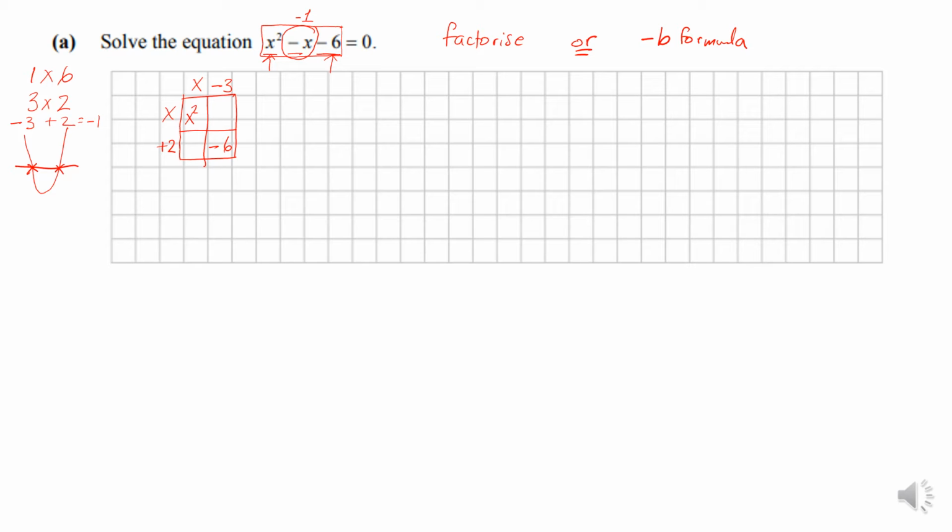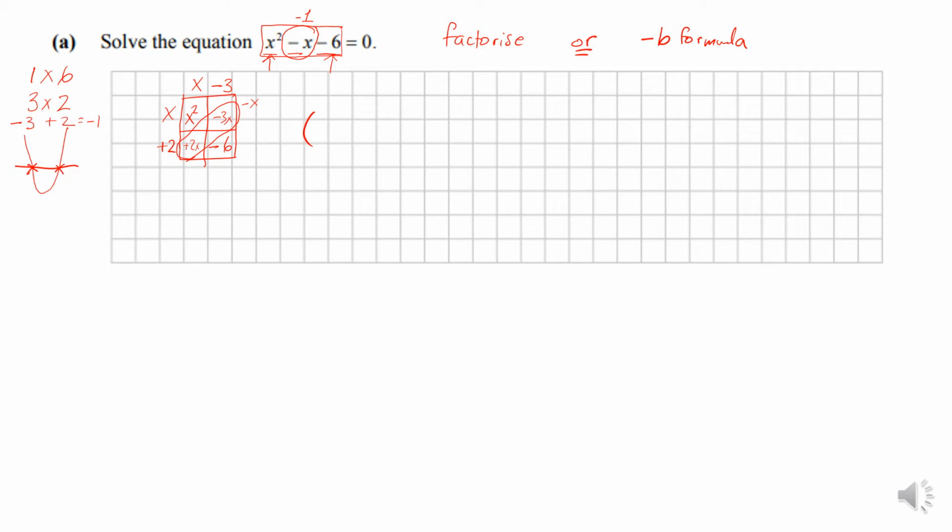Let's just fill in the diagonal here to make sure we're right. So x by minus 3 gives minus 3x, plus 2x by x gives plus 2x, and on the diagonal there, yes, that makes minus x. Like I said, you may have learned to write that a different way. Whichever way you get there, make sure you arrived at the correct factors.